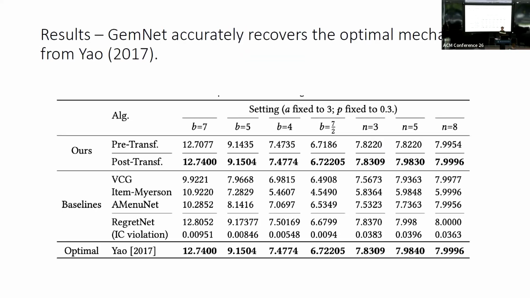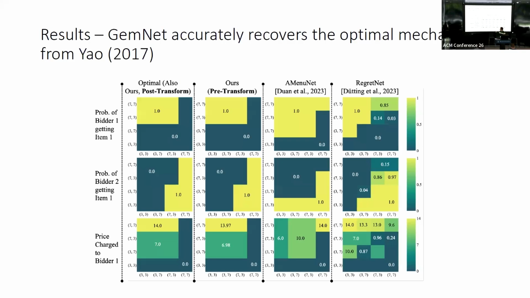We are also able to recover the optimal mechanism from Yao in 2017. And this is the only known multi-bidder analytical DSIC result that is available. We're able to get their results. And also, if you look at the allocation rule that we've learned, the first column is the optimal one. This is what we learned.